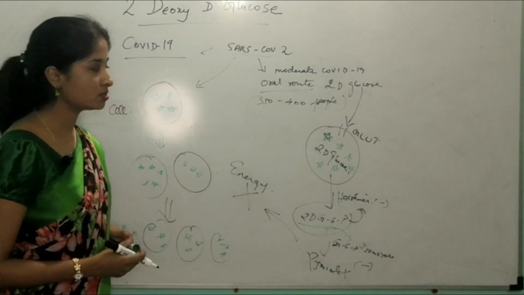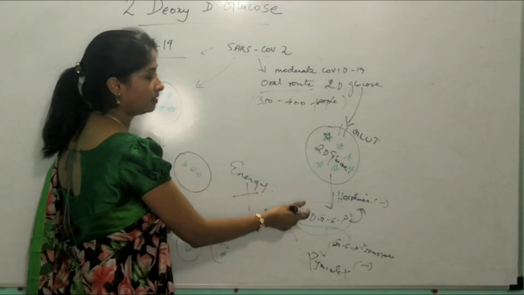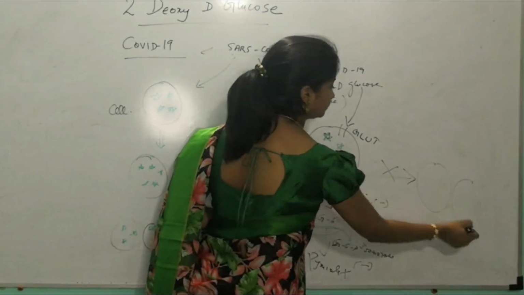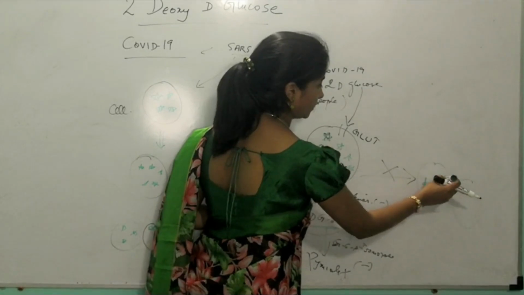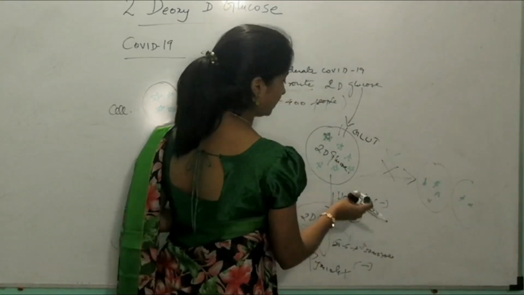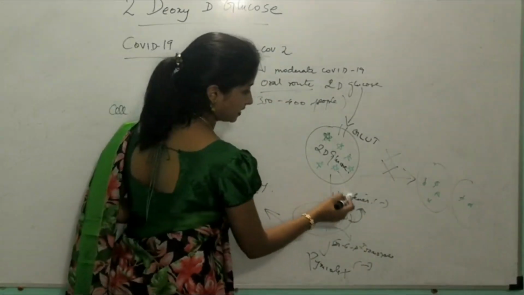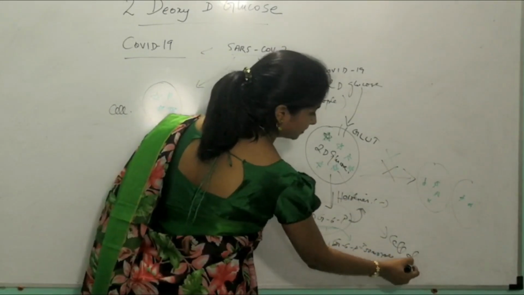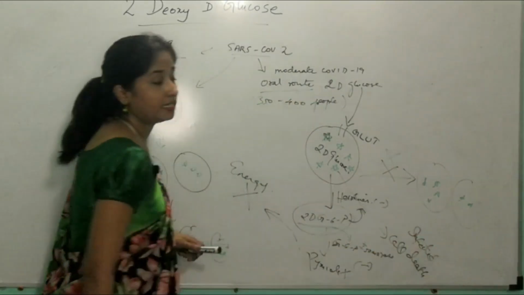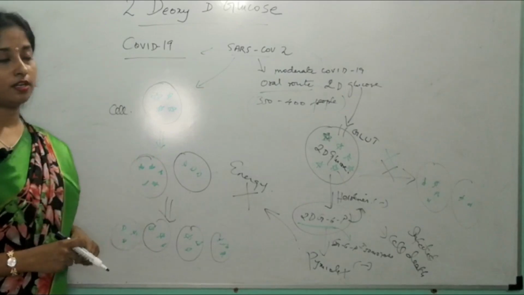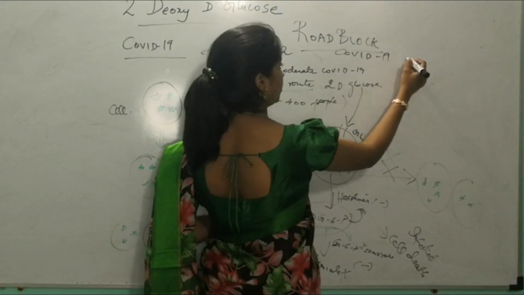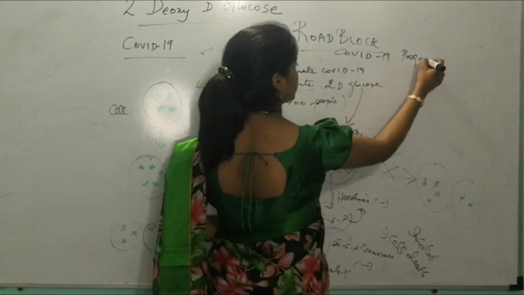Since there is no release of energy, this infected cell cannot multiply, and hence this infected cell will go for cell death. This is the strategy. They are going to use this 2-DG as a roadblock for COVID-19 progression.